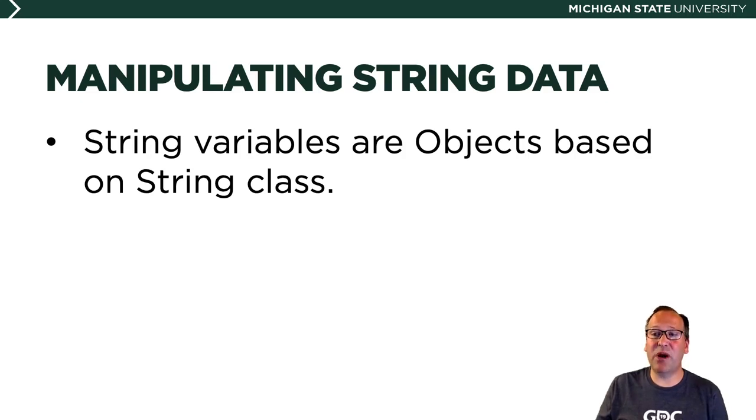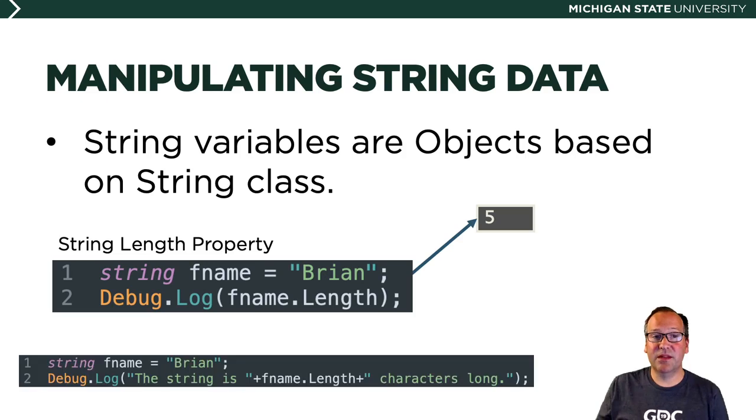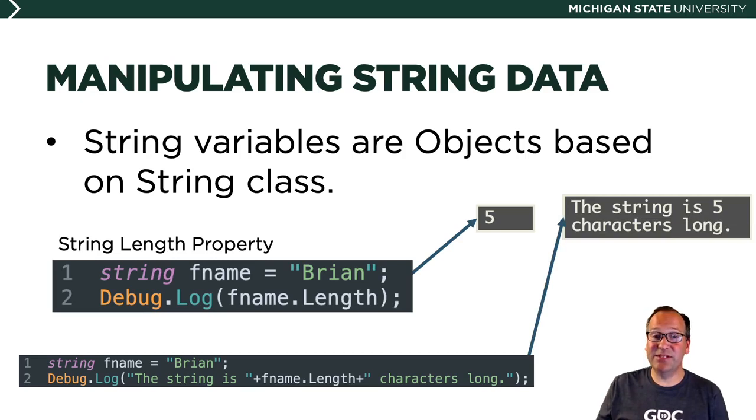One commonly used string property is length, to get the length of the string. In this example, I'm outputting the length of the string contained in the variable to the console window. In this case, the output would be 5, since there are 5 characters in Brian. Of course, we can output something a bit more user-friendly, as shown here, where the output would be 2 strings concatenated together with the length. In this case, it would say the string is 5 characters long.